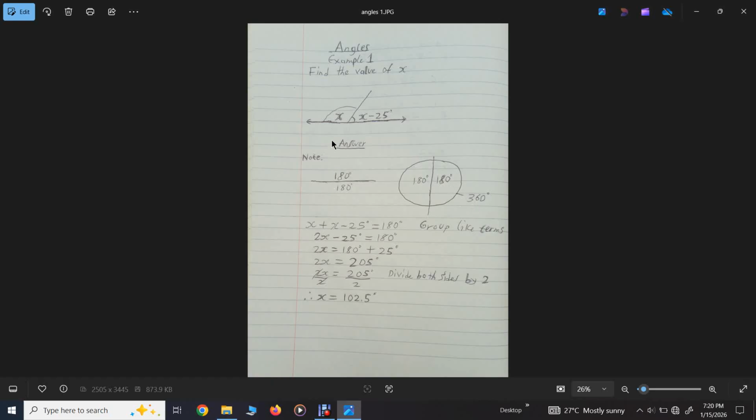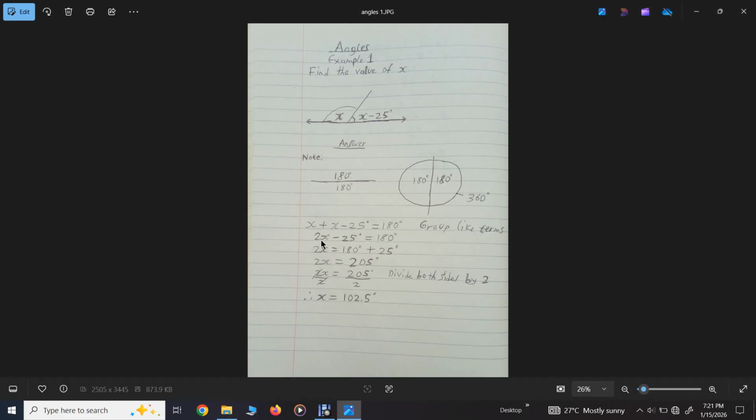Now let's come to the question. This angle is x and this angle is x minus 25 degrees. So therefore, the combination of these two angles is equal to 180 degrees. So therefore, x plus x minus 25 degrees is equal to 180 degrees. Now, x plus x is equal to 2x, minus 25 degrees, is equal to 180 degrees.